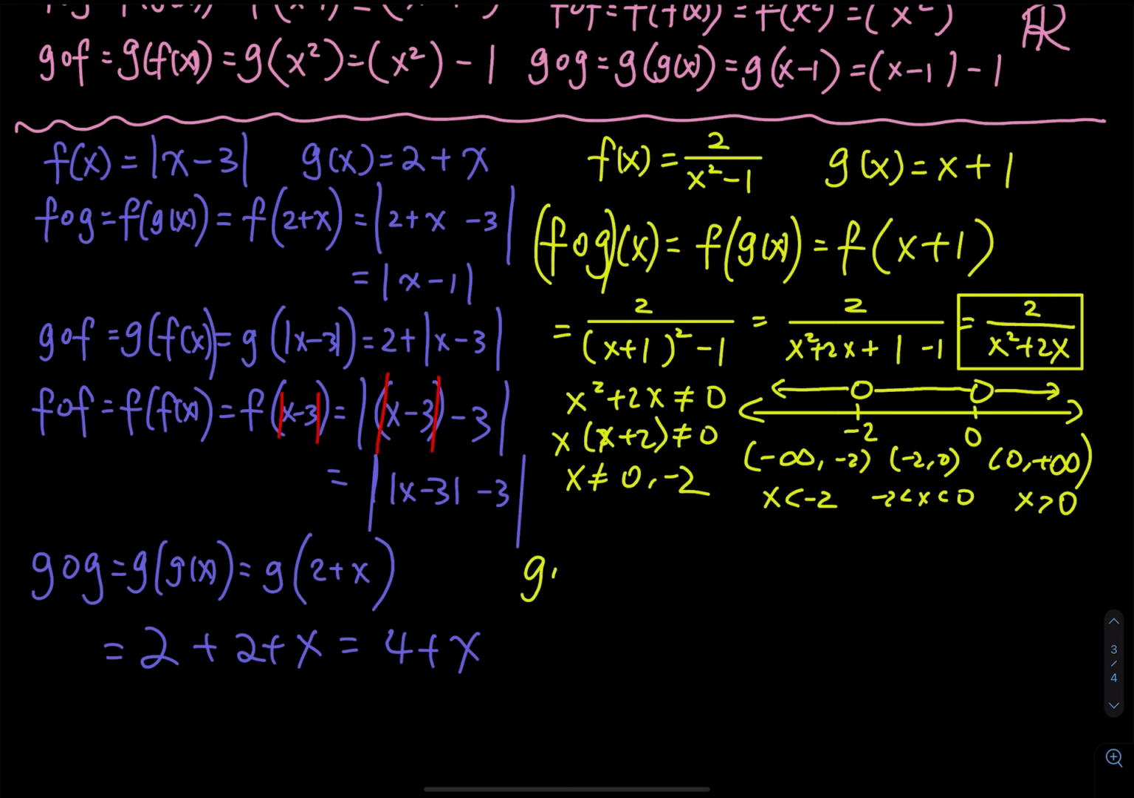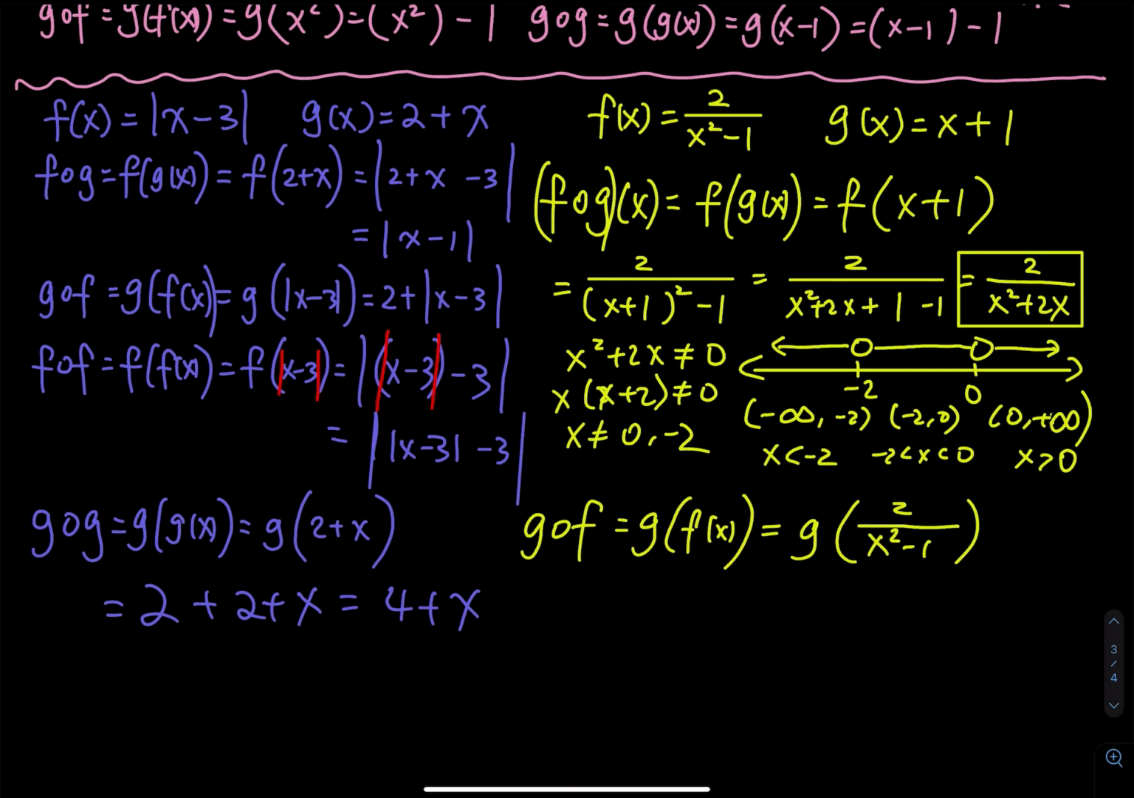And then the g of f. So we have g of f of x. This is g of 2 divided by x squared minus 1. Then you have 2 divided by x squared minus 1 and then plus 1. So that is your g of f.